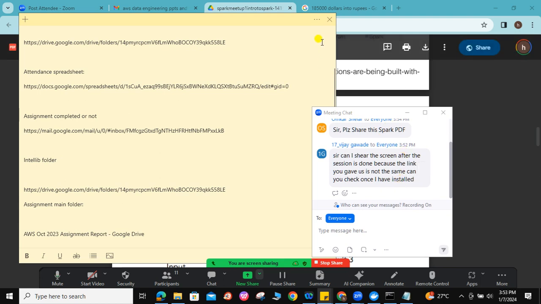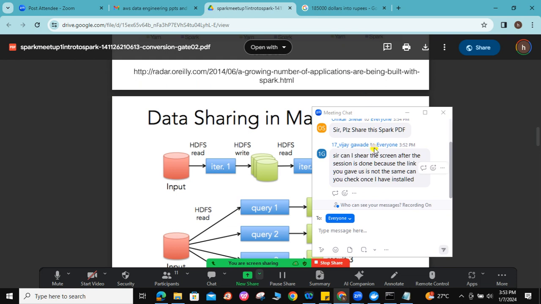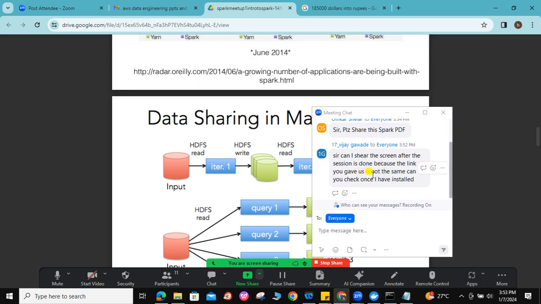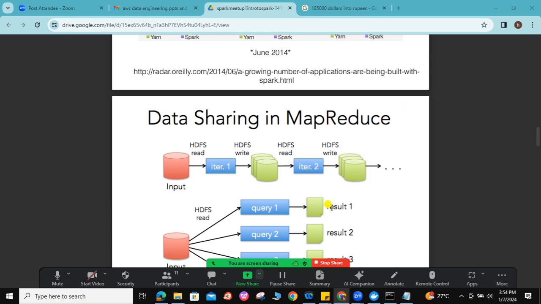Installation link. I didn't give any link for installation. Which link did I give you? The link you gave us is not the same. You can check once I have installed. Okay, alright, I will check with you, Vijay. Not a problem. We will sit for a couple of.